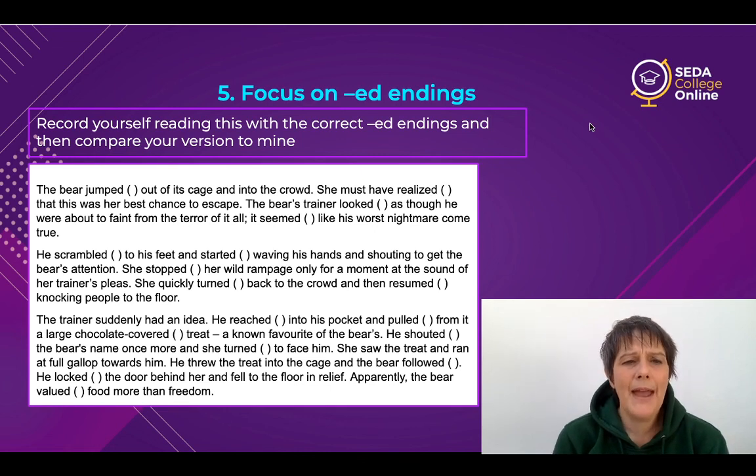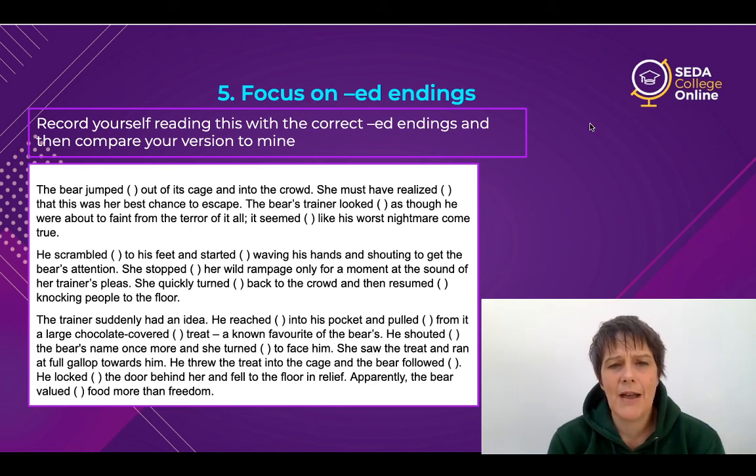So the bear jumped out of its cage and into the crowd. She must have realized that this was her best chance to escape. The bear's trainer looked as though he were about to faint from the terror of it all. It seemed like his worst nightmare had come true. He scrambled to his feet and started waving his hands and shouting to get the bear's attention. She stopped her wild rampage only for a moment at the sound of her trainer's pleas. She quickly turned back to the crowd and then resumed knocking people to the floor.